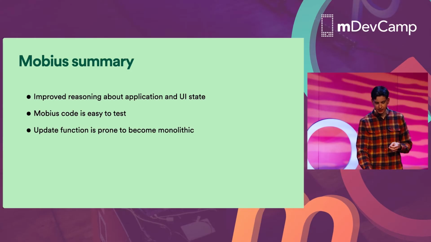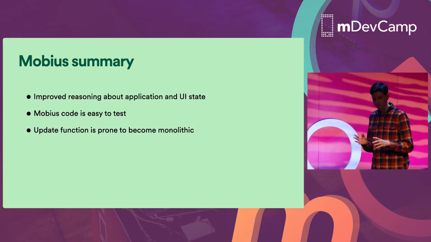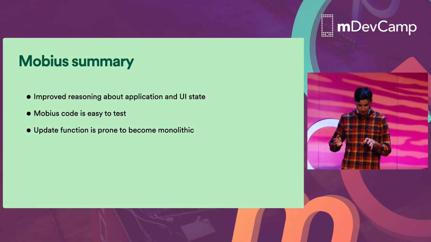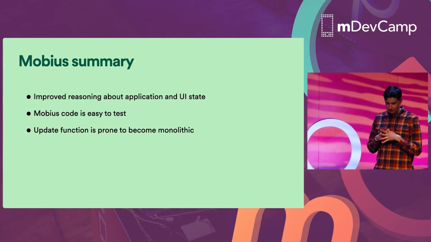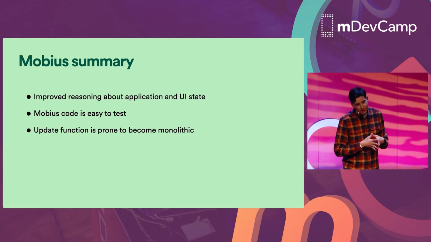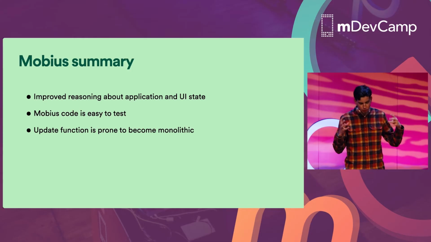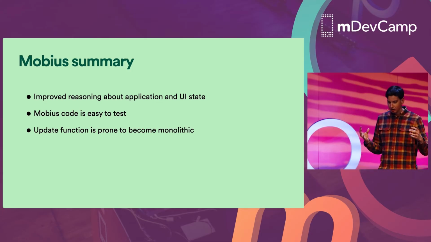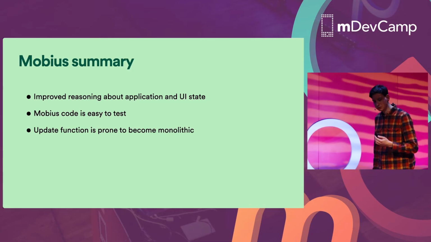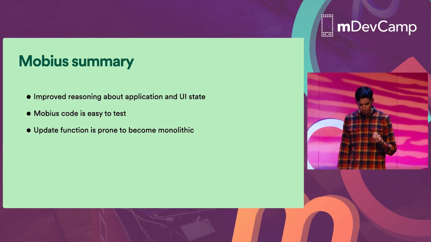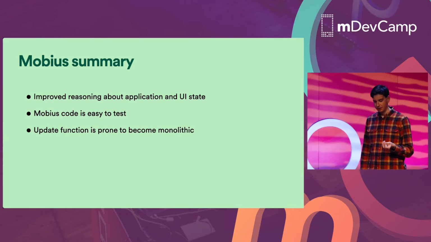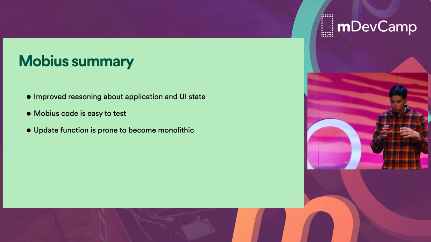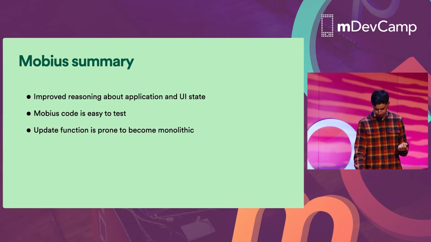Initially, we recommended having one Mobius domain, that means the model, effect, and event, for a page. However, we noticed that the update function was prone to becoming quite monolithic. And although we developed several strategies to address this issue, we weren't really satisfied with any of them. And this really motivated our work on the next building blocks.